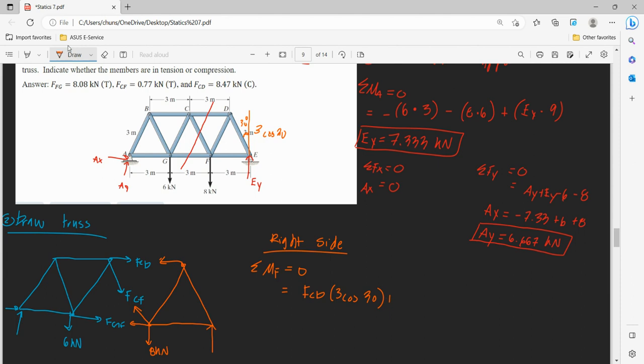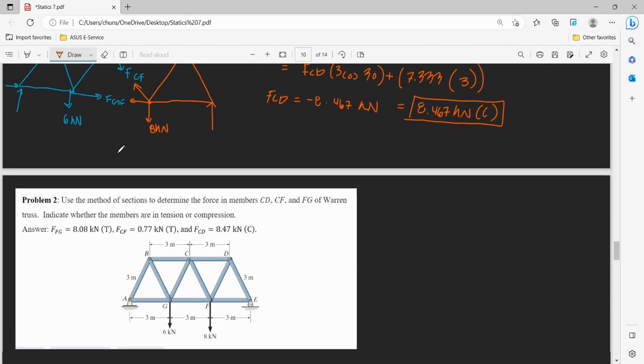And this would also be positive for our EY. EY we found to be 7.333 at a distance of, so we want our horizontal distance, which is 3 to get to pin F. And FCD is equal to, so it's going to be a negative value, so this is times 3 divided by 3 cos 30. And this is equal to negative 8.467 kilonewtons, or it's equal to our magnitude with direction. So 8.467. So that is our first one for FCD.